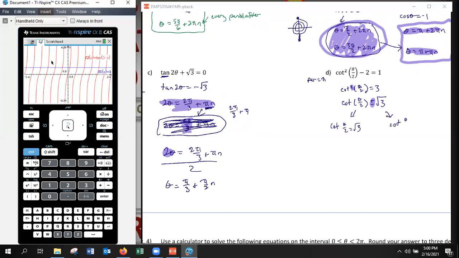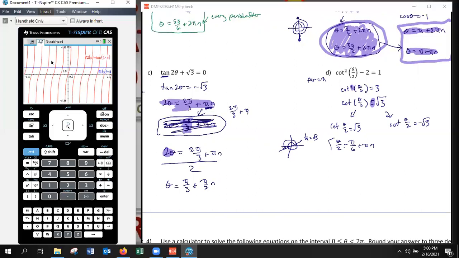Cotangent of theta over 2 equals the negative square root of 3. So where does cotangent equal the square root of 3? It's where the reciprocal slope is the square root of 3, which would be here. Theta over 2 is going to equal pi over 6, and then every period thereafter. And every period thereafter is going to cover that one, that one, that one, et cetera.